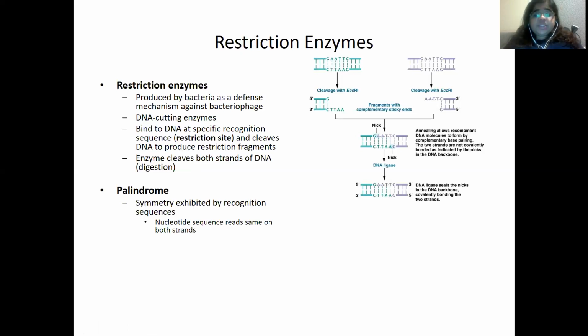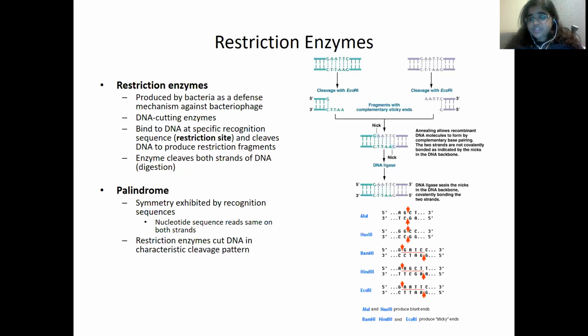A palindrome, on the other hand, is essentially a sequence with symmetry. There is symmetry between these strands. Restriction enzymes end up cutting DNA in different patterns, depending on what type of restriction enzyme it is. We have sticky ends and blunt ends.